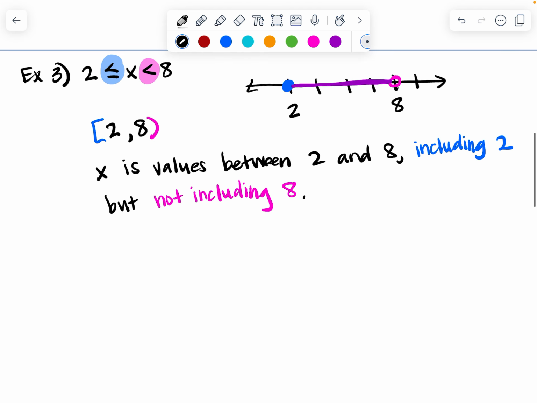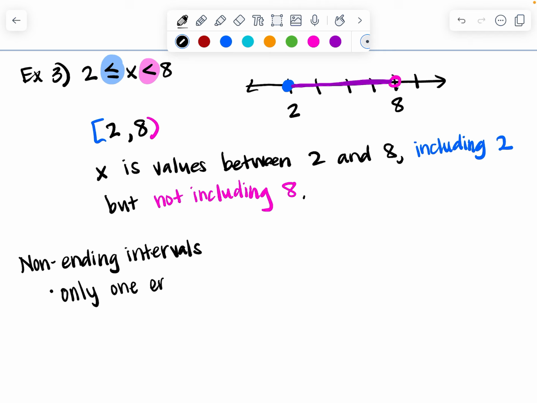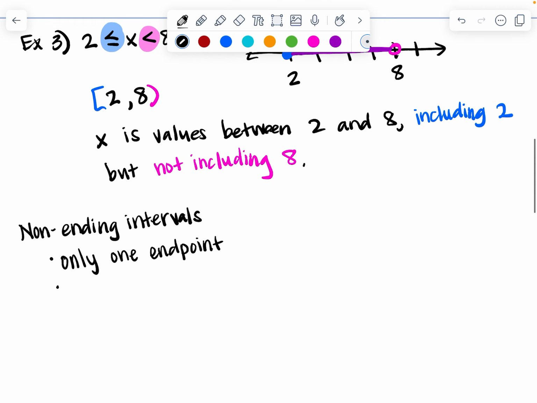Okay, the next thing we need to talk about is non-ending intervals. This is when the graph on the number line only has one endpoint. We will use -infinity or infinity.